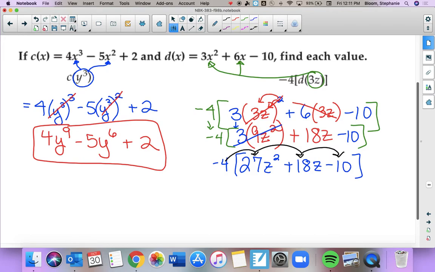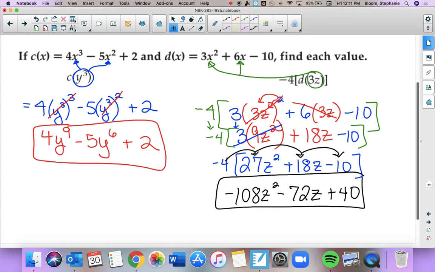Help me out. What's negative 4 times 27? Negative 108 z squared. Okay, negative 4 times 18. And then negative 4 times negative 10 would be positive 40. Okay? Anybody have any questions on that?